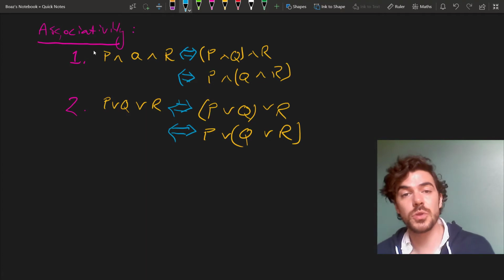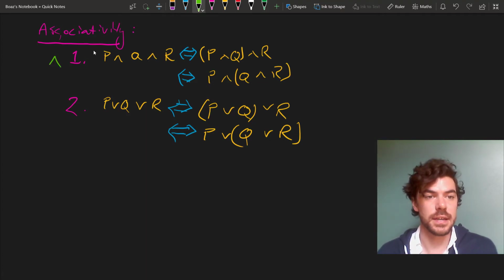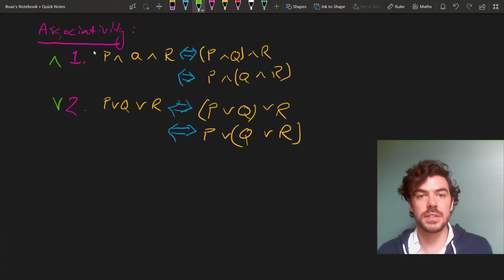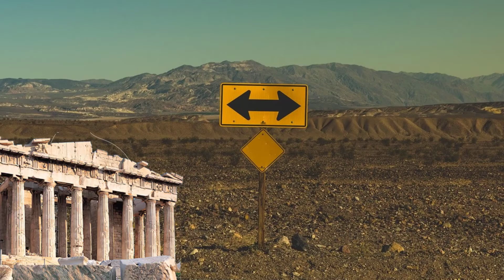The first two are the associativity rules for and or. And this just says that P and Q and R without parentheses is the same as parenthetical P and Q, close parentheses, and R, and that's equivalent with P and parenthetical Q and R. And the same is true for or. If you like, you can pause the video now and take a minute to think about why this is.